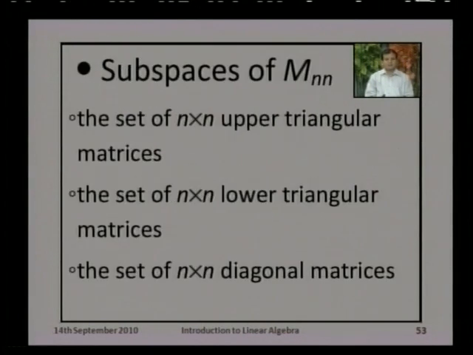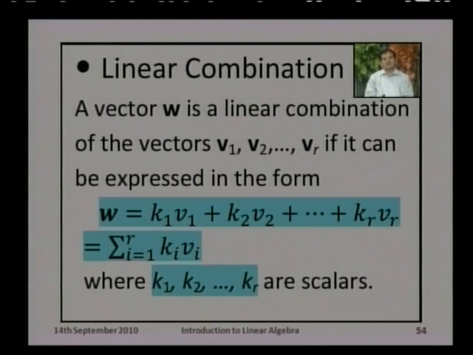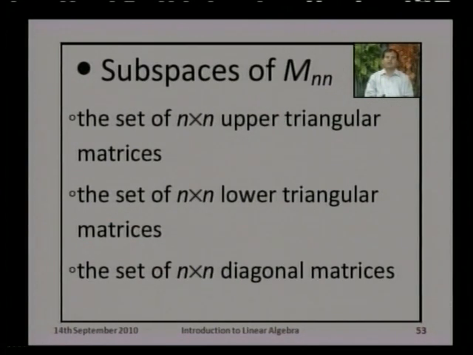Next slide. The other subspaces of M_nn: the set of n cross n upper triangular matrices, the set of n cross n lower triangular matrices, and the set of n cross n diagonal matrices, all these are examples of subspaces of M_nn. But these are not all the subspaces of M_nn, there are other subspaces.